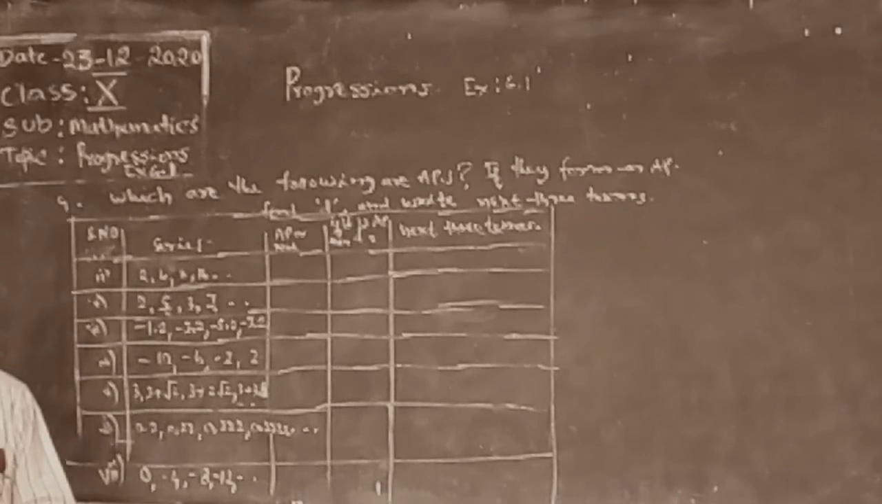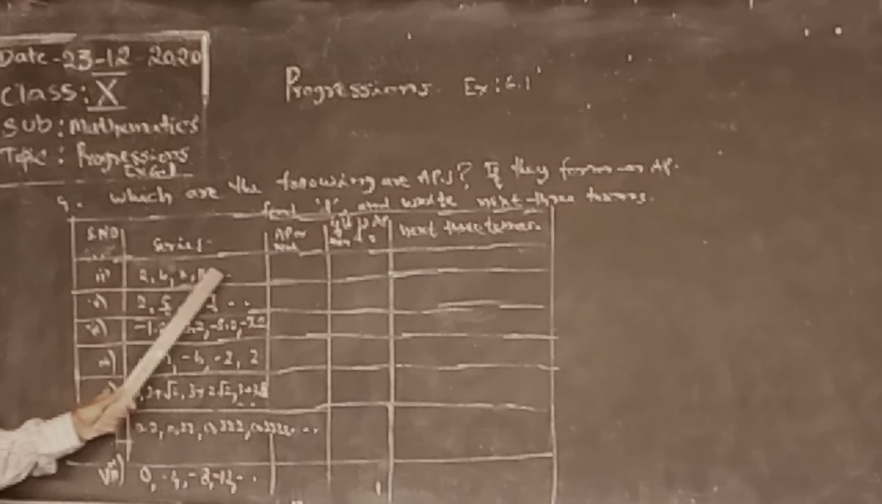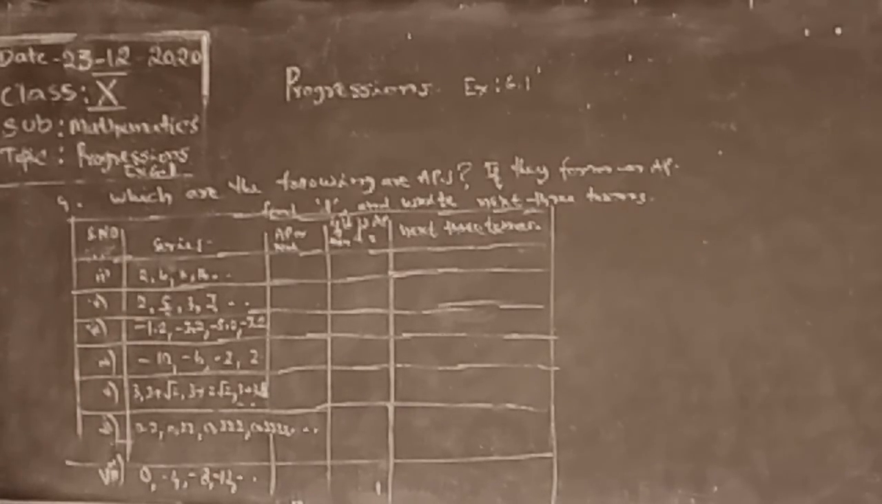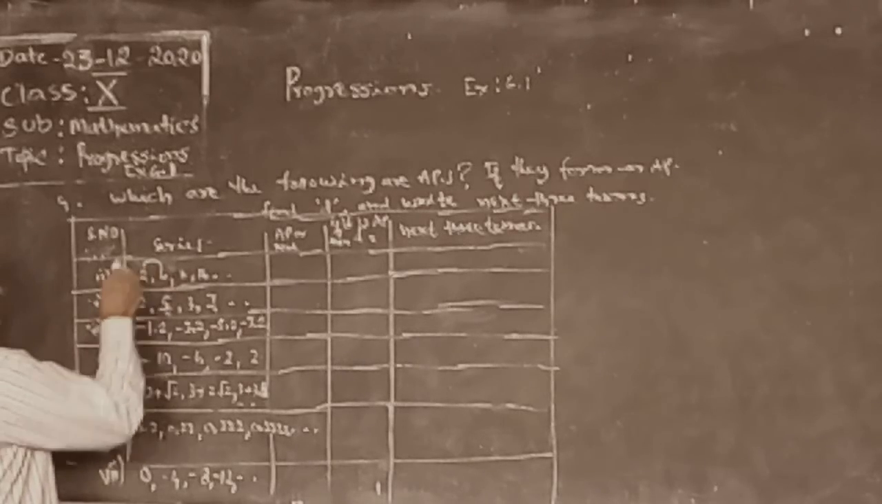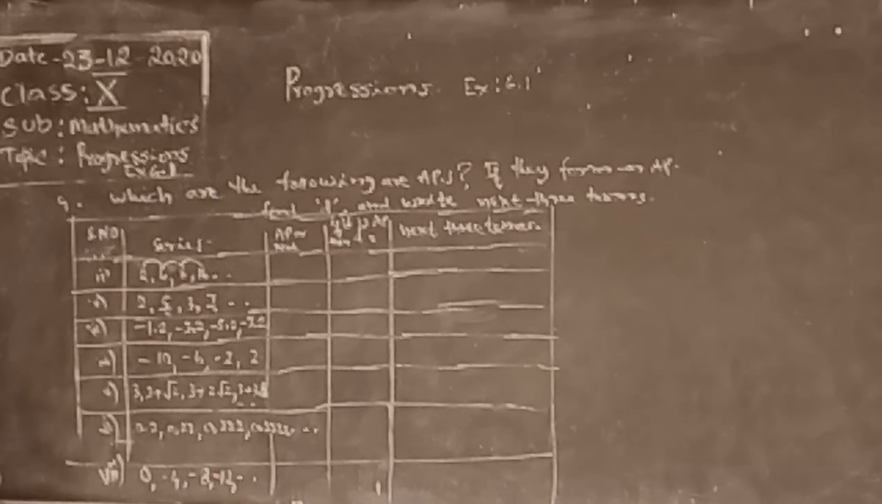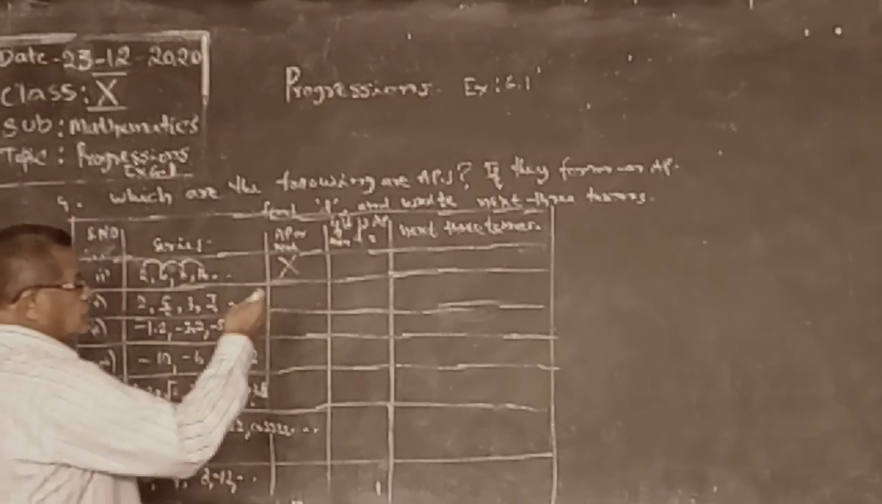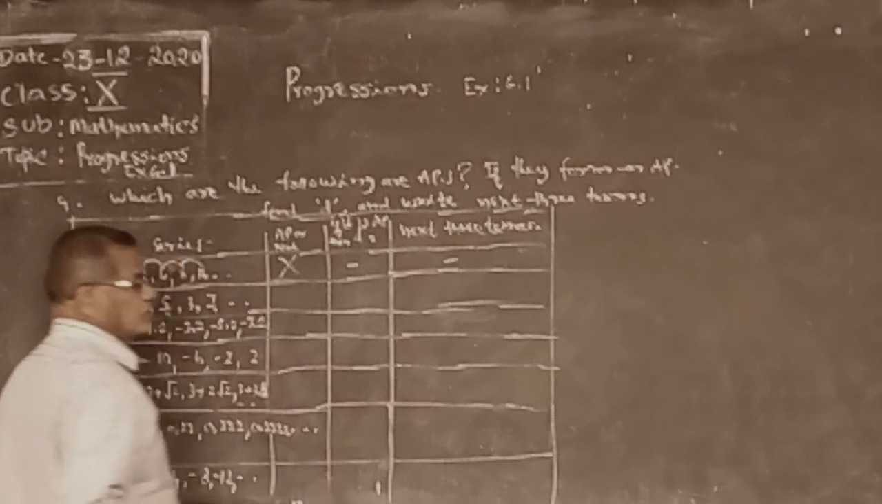Here see, some series are given. We say these are all called series of numbers. Here, is it AP or not? First, by observing the numbers, we can say whether it is an arithmetic progression or not. Here the difference is 4 minus 2 is 2, 8 minus 4 is 4, 16 minus 8 is 8. The difference is not the same, so it is not AP. Then there is no question of finding d.